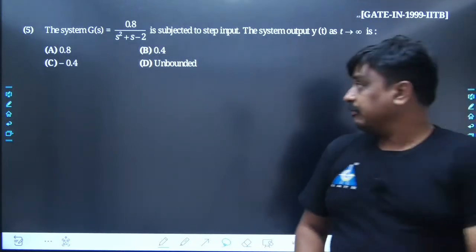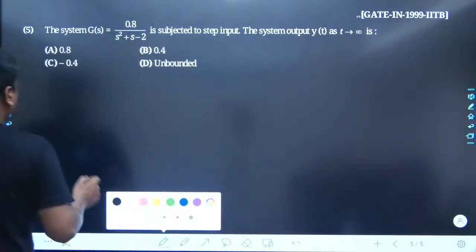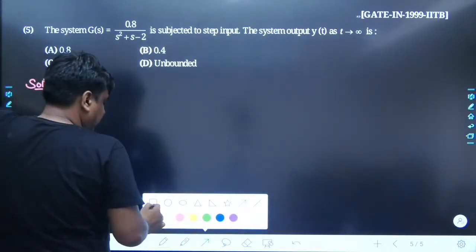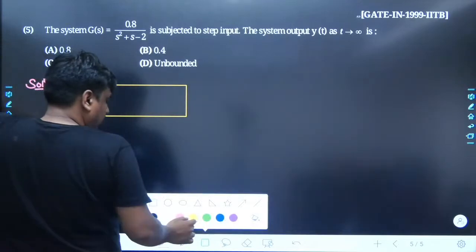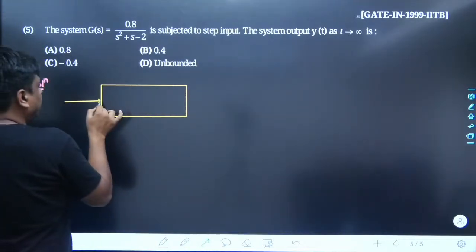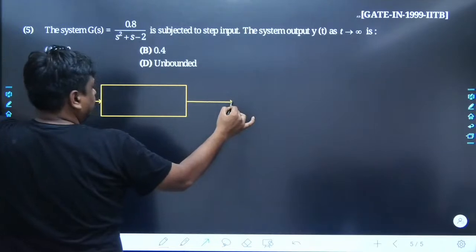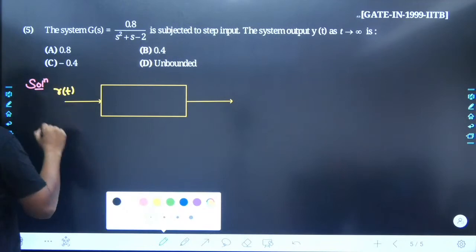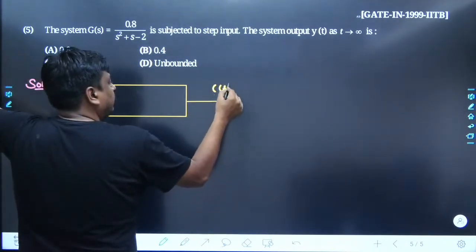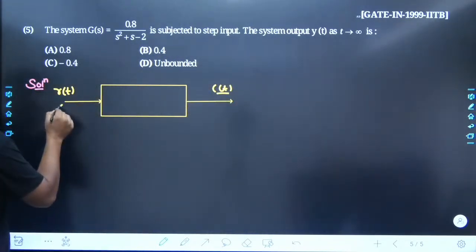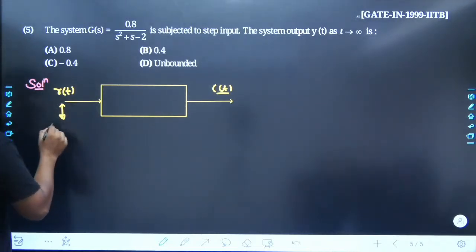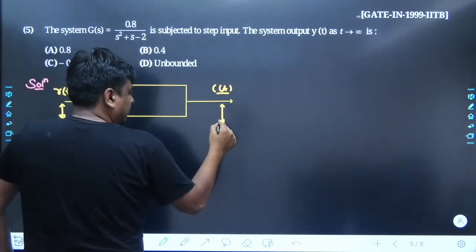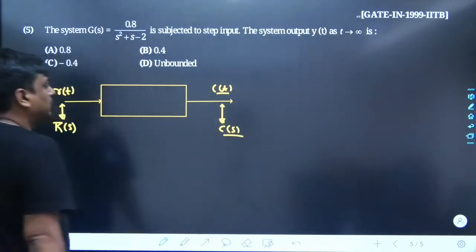Yes. What I'm saying, once you read this problem carefully, you have a system. Let's take the system represented by a block which is excited from the left hand side, and the output is taken from the right hand side. Let's take the input as small r(t) in the time domain, and similarly the output as small c(t) in time domain. And in the Laplace domain, r(t) becomes R(s), and similarly c(t) becomes C(s). Could you understand what I am saying?